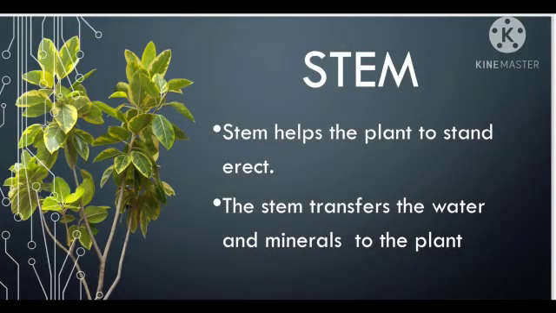Next is shoot system. The part of the plant which grows above the ground, as I told you before also, is known as the shoot system. And the stem is the main part of the shoot system. The stem helps the plant to stand erect. It also transfers water and minerals to the plants. Stem is the connection between the root and the other parts of the plant. Thirdly, the stem exposes branches, leaves, and flowers to sunlight. It supports the plant.